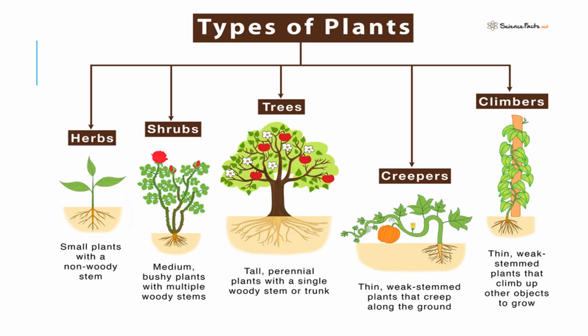We have discussed earlier what the types of plants are: herbs, shrubs, trees, creepers and also climbers. So there are 5 types of plants according to the height and the stem.